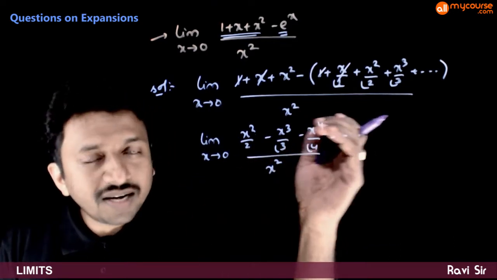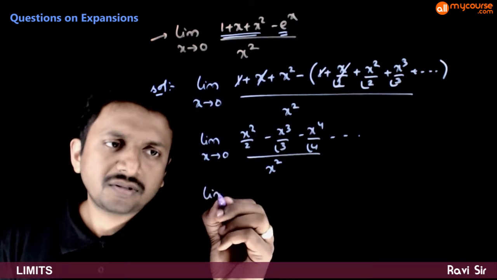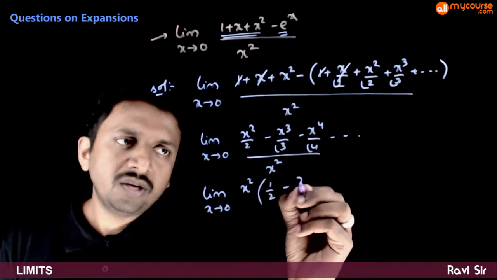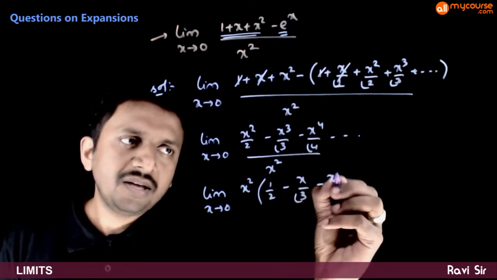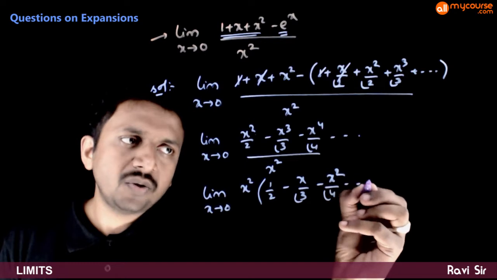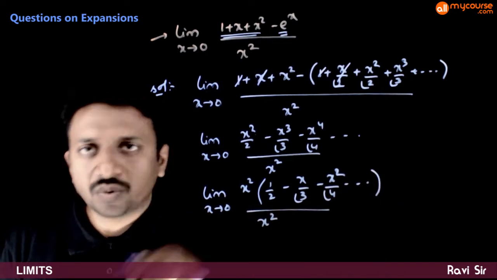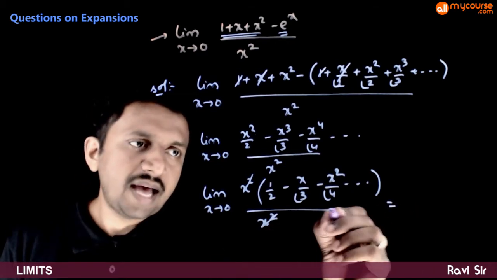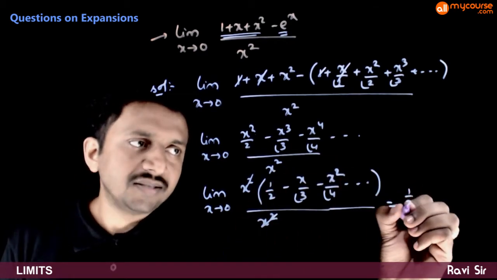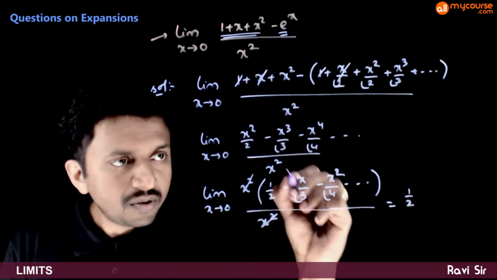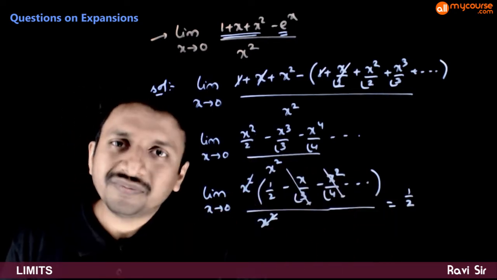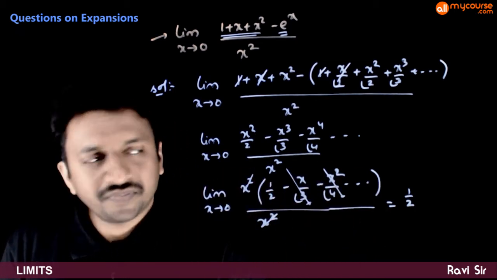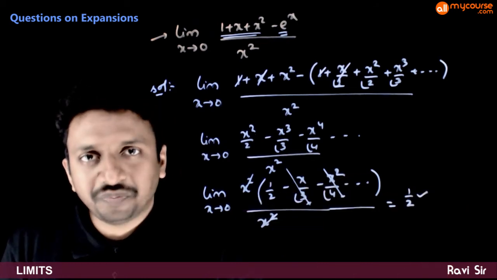What we can do is take x square as common. Limit x tends to 0. To take x square as common, you have 1 by 2 minus x by 3 factorial minus x square by 4 factorial, and so on, divided by x square. So x square and x square get cancelled. You have 1 by 2 as the answer, because as x tends to 0, all these terms tend to 0. All these terms go to 0, you have only 1 by 2 left out. So the answer is 1 by 2. Thank you.